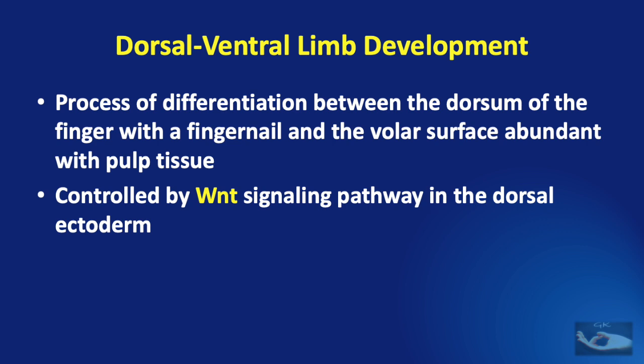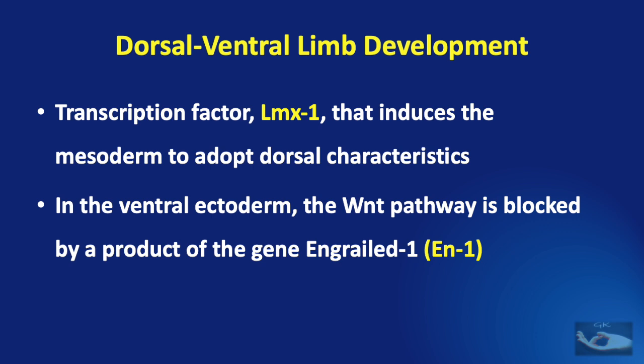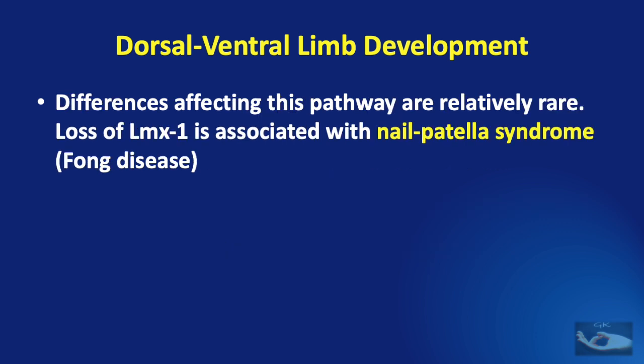This development is controlled by what is known as the WNT signaling pathway, which is present in the dorsal ectoderm. This signaling pathway uses a transcription factor called LMX1 that induces the mesoderm to adopt dorsal characteristics, that is the extensor aspect of the upper limb. In the ventral ectoderm, this pathway, that is the WNT pathway, is blocked by a product of the gene engrailed 1, or EN1. The congenital differences affecting this pathway are relatively rare.